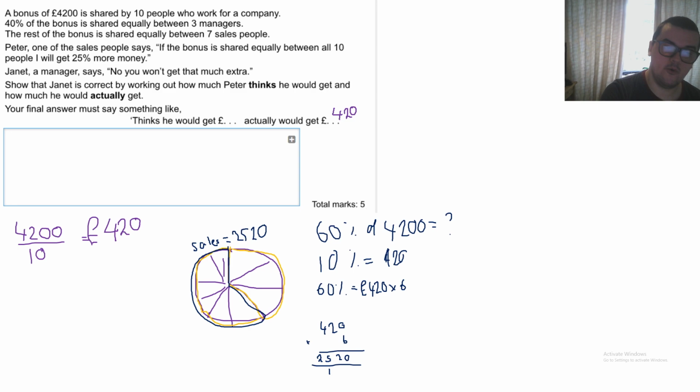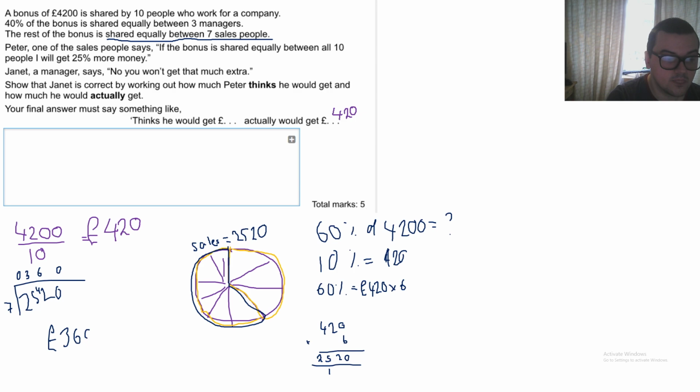Now we want to know what this is split into 7 people, because the rest of the bonus is shared equally between 7 salespeople. So 2,520 divided by 7. 7 into 2 goes 0. 7 into 25 goes 3 times with a remainder of 4. 7 into 42 goes 6. 0. So he gets 360. He thinks he would get 420, he gets 360.